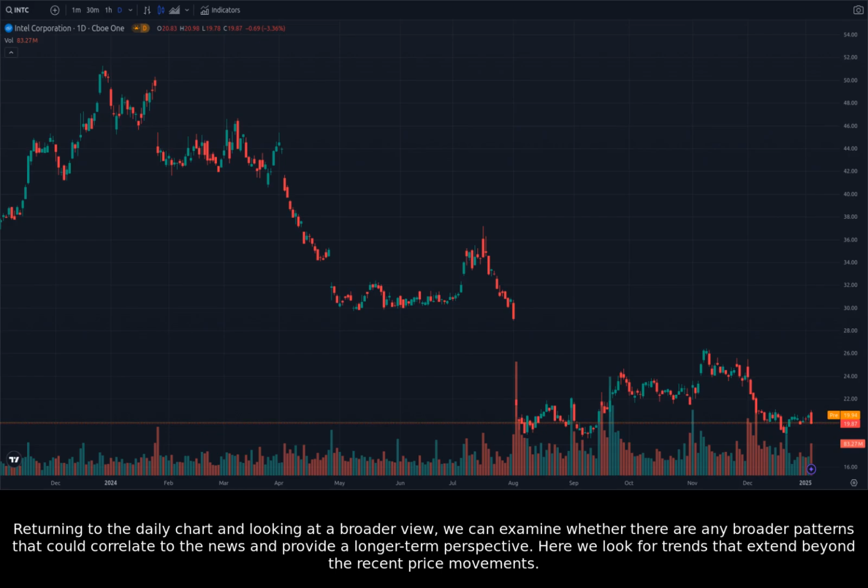Returning to the daily chart and looking at a broader view, we can examine whether there are any broader patterns that could correlate to the news and provide a longer-term perspective. Here we look for trends that extend beyond the recent price movements.